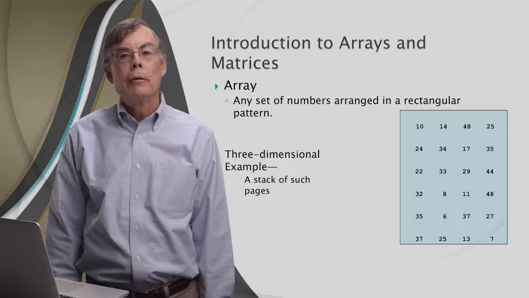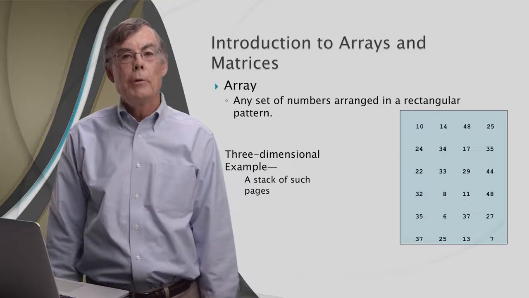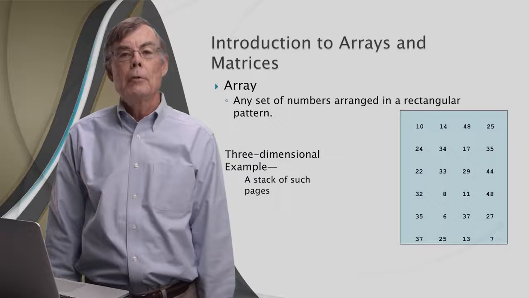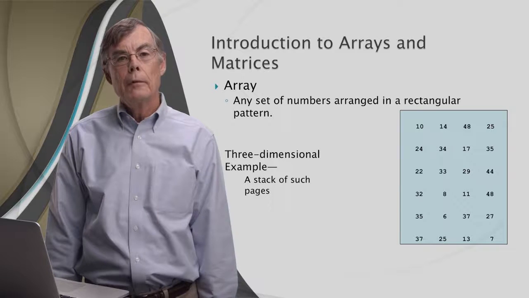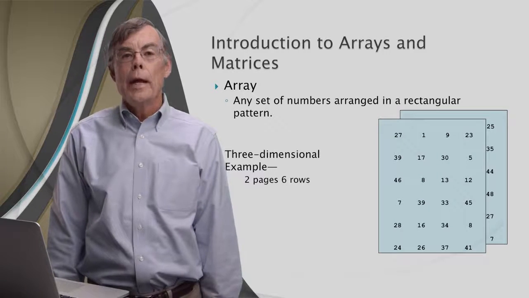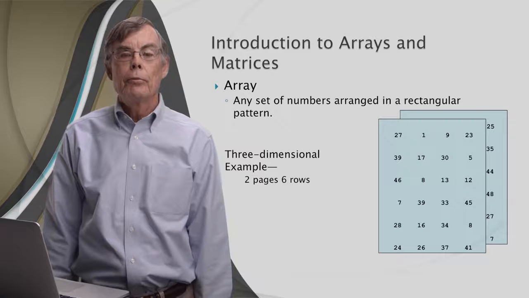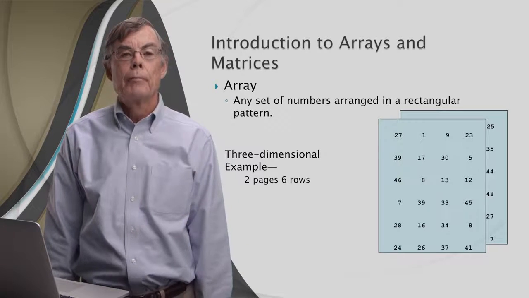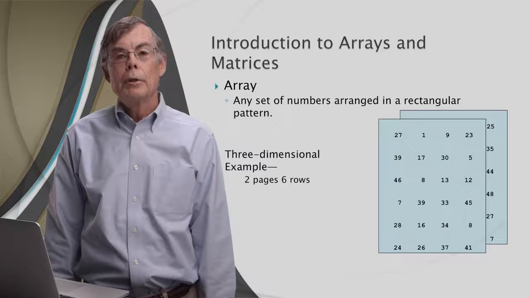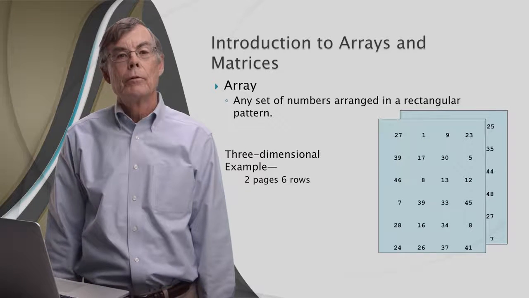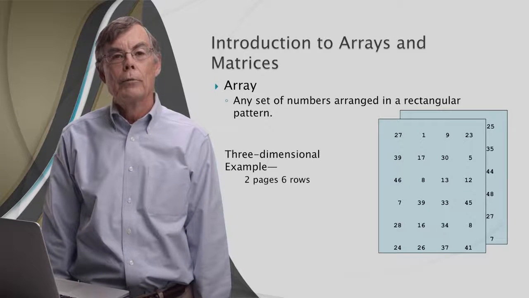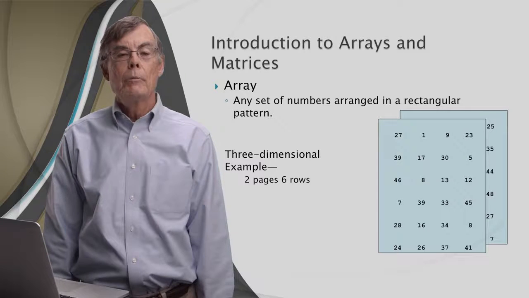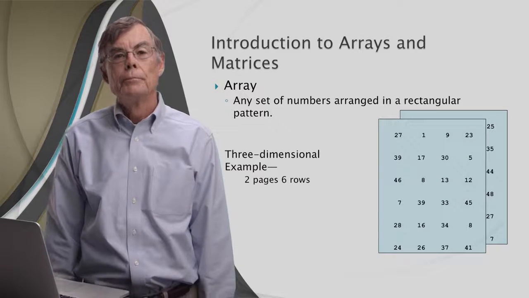Now imagine having a stack of 2 such pages, each with the same dimensions, but not necessarily the same numbers. We'll use the same two-dimensional array that we started with for one page, and we add a second page with the same layout as the first one, that is 6 rows and 4 columns. Now we have a 3-dimensional array. Its dimensions are 2 by 6 by 4, which means 2 pages, 6 rows, and 4 columns. We always say the number of pages before the number of rows, just as we always say the number of rows before the number of columns.